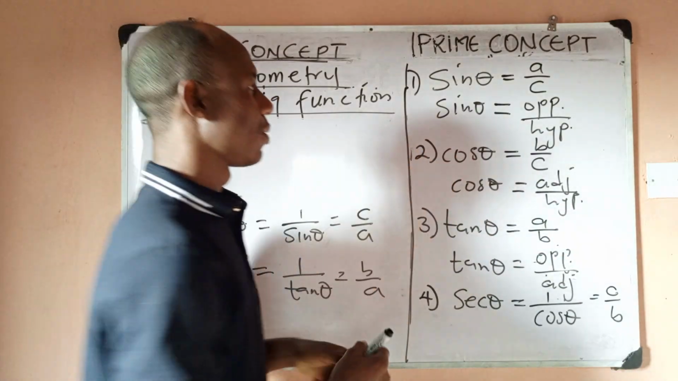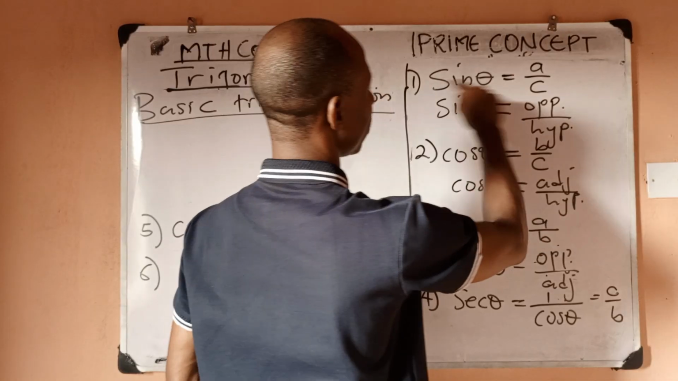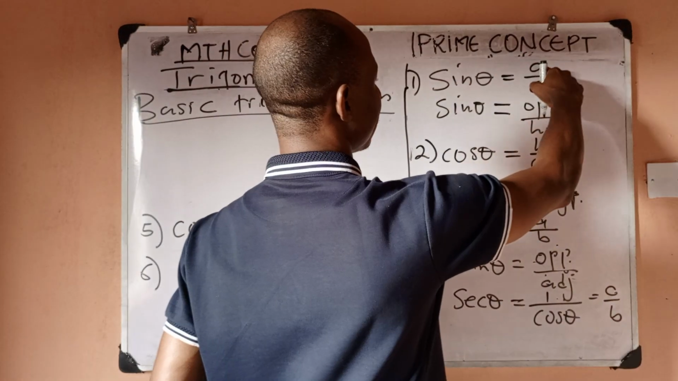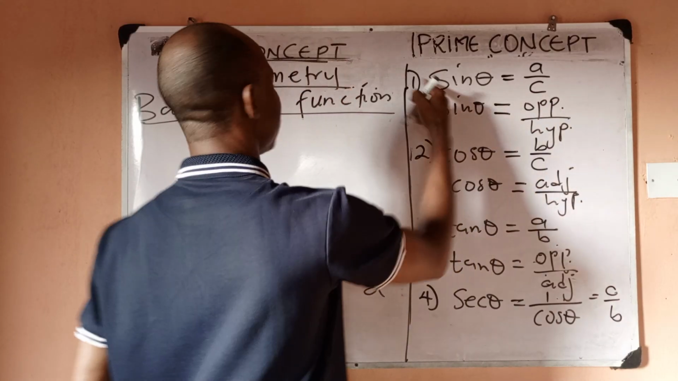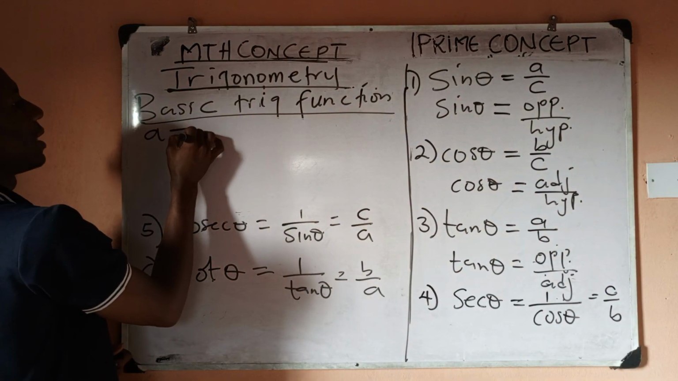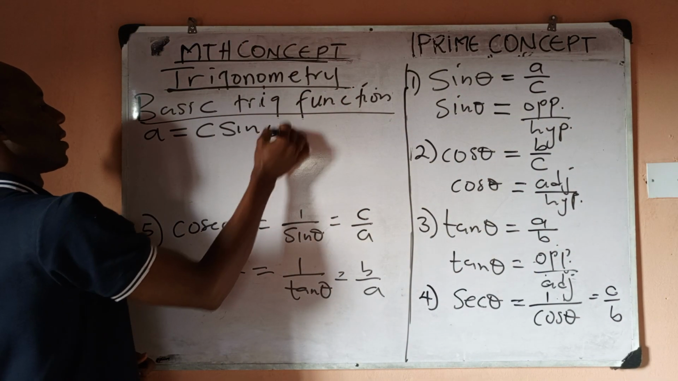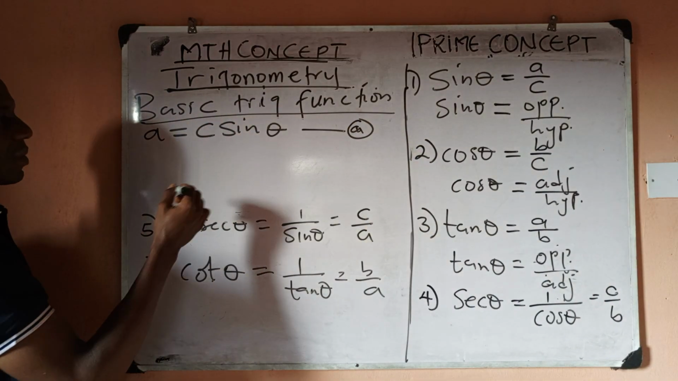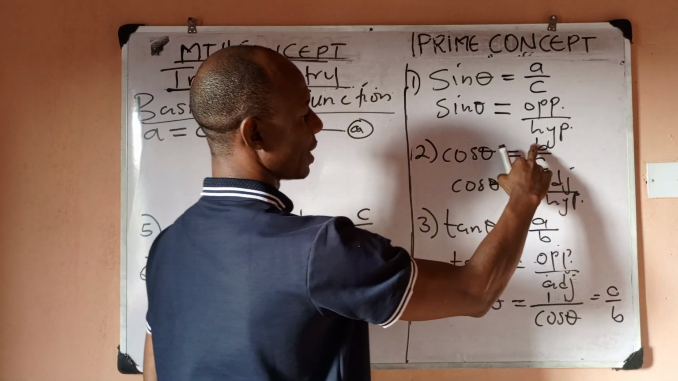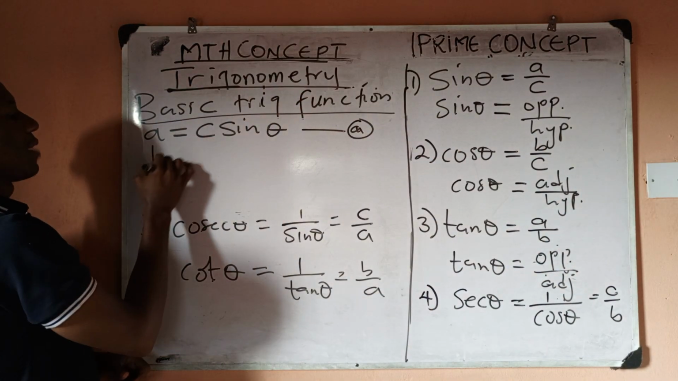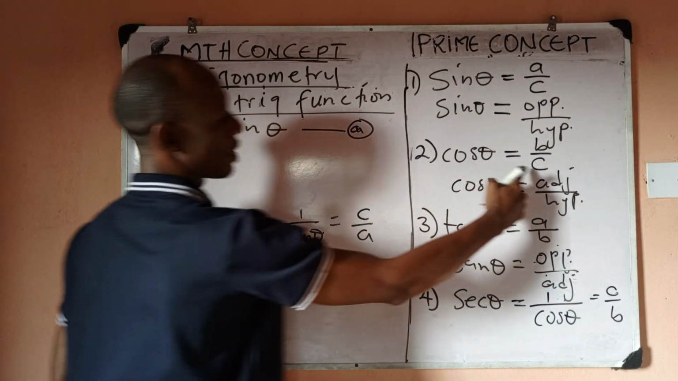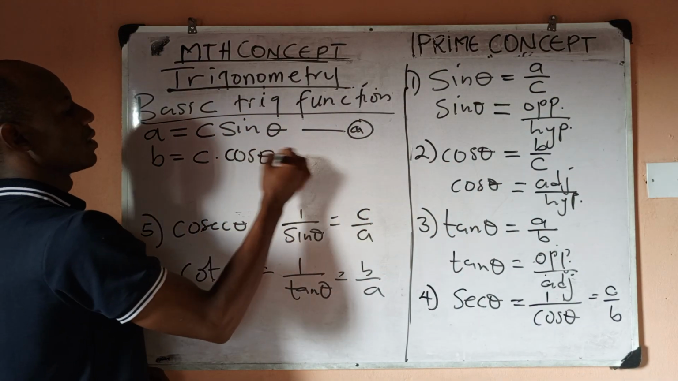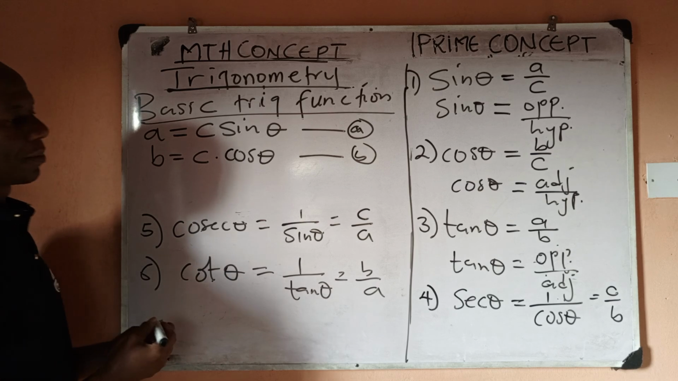And let's see how. So from this first equation, equation 1, I can make A the subject. If I make A the subject, I will have C multiplying this. So it means I will have that A is C sine theta. So I can call this equation A. Now from this second equation, I can make B the subject. I'll have that B is C cos theta. I can call this equation B, right?